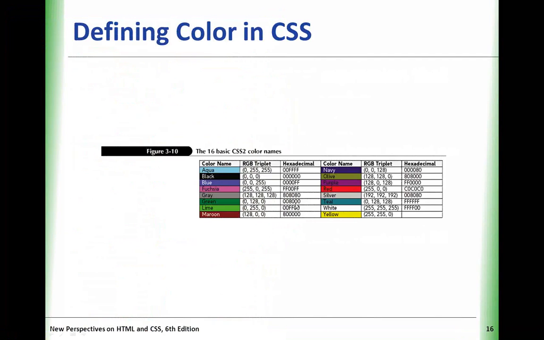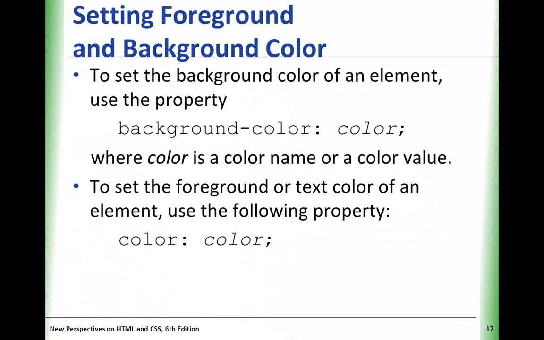So here's that chart again, and to set the background color of an element, we're going to use background-color and then the color itself. To set the foreground or text color of an element, we use color and then the color itself. Notice in CSS that we always end with a semicolon.